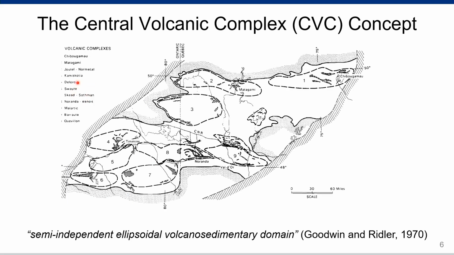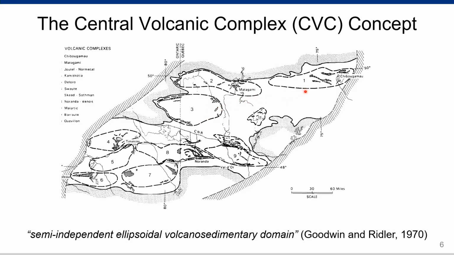So this is what really brings us to this central volcanic complex concept, because this was one of the first attempts to actually work out geographic volcanic complexes and potential volcanic landforms on the seafloor, or in the Abitibi. And this is an example from Goodwin and Riddler in the 70s, and their definition was a semi-independent ellipsoidal volcanosedimentary domain. It's a bit of a word sandwich, but effectively what they're saying here is they're trying to find volcanic landforms. And you can see they've marked a series of these out throughout the Abitibi here.